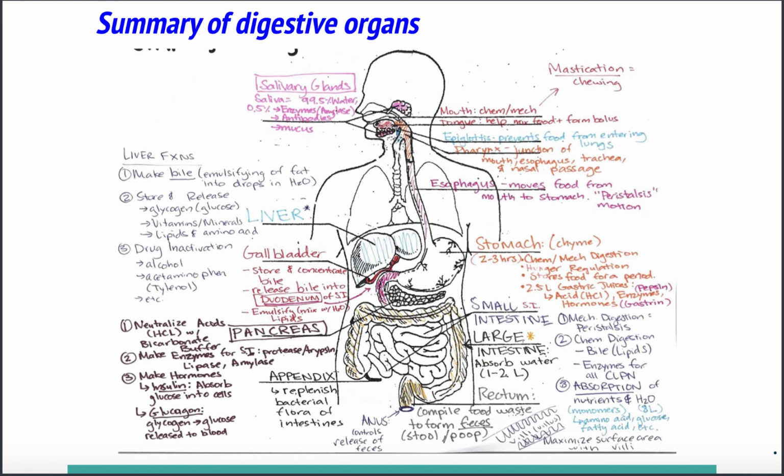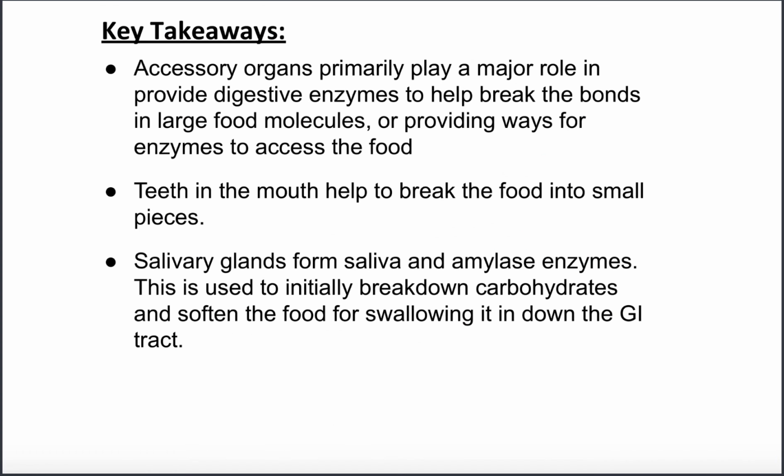Okay, so this is a summary picture I showed you earlier of the digestive organs, both the GI tract organs as well as accessory organs, kind of like a quick map of it. So again, if you want to, you can print this picture or make your own version of it. I just find it a good reference, but the lecture covers all the stuff that was covered in the lecture. So accessory organs primarily play a major role in providing digestive enzymes to help break the bonds in large food molecules or provide ways for enzymes to access that food.